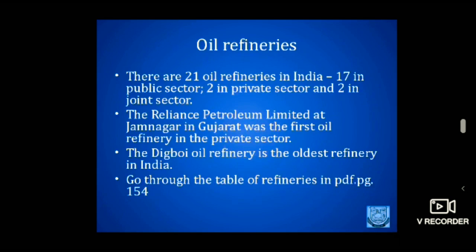In India, there are 21 oil refineries, of which 17 are in the public sector. It means those oil refineries are owned and managed by the government. 2 are in the private sector, owned and managed by a private firm, and 2 are joint sector. It means those refineries work with both public and private support. Reliance Petroleum Limited in Jamnagar, Gujarat, was the first oil refinery built by the private sector.